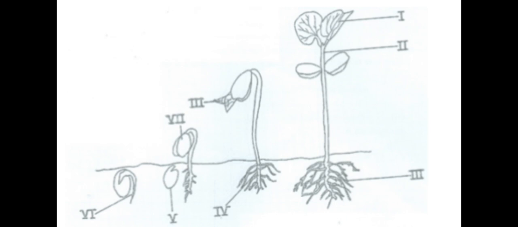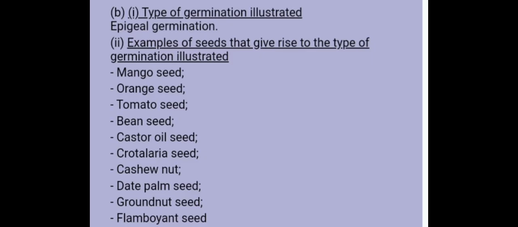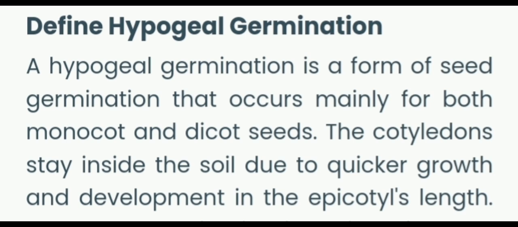All right. So what is the type of germination portrayed in this case of the bean seedling? We're going to sit and discuss this now, because that's what will differentiate the bean seedling from the guinea corn seedling: the method, the type of germination. The type of germination in the bean seedling is epigeal germination, while the type of germination in guinea corn is hypogeal germination. So let's discuss. What is hypogeal germination?